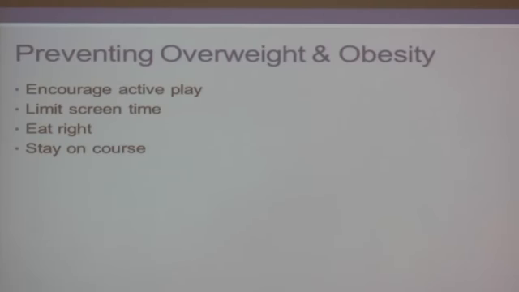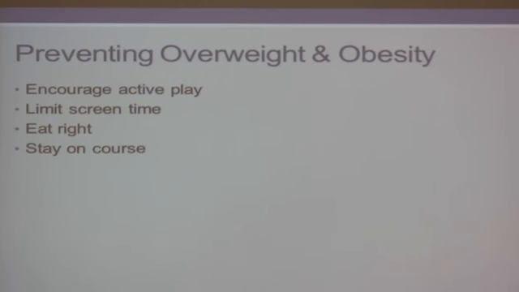All right, so preventing overweight and obesity. Nothing here is really rocket science. It's just good healthy habits. Encouraging active play. Limiting screen time, so that includes iPads, computers, TV, and video games, everything.